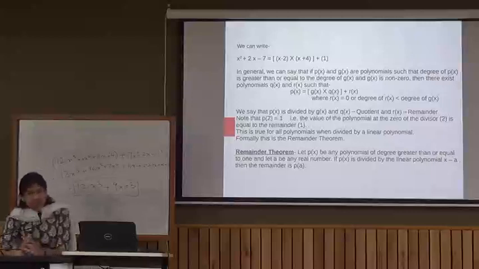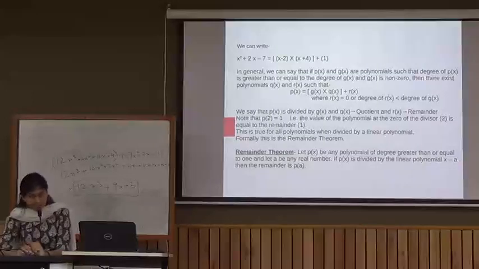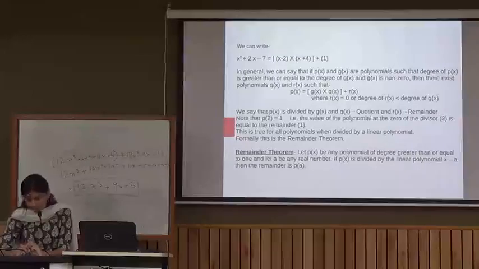So in general we can say that if p(x) and g(x) are polynomials such that the degree of p(x) is greater than or equal to the degree of g(x) and g(x) is non-zero, then there exist two polynomials q(x) and r(x) such that we can write p(x) is equal to g(x) into q(x) plus r(x). Here r(x) must be equal to 0 or degree of r(x) must be less than degree of g(x).